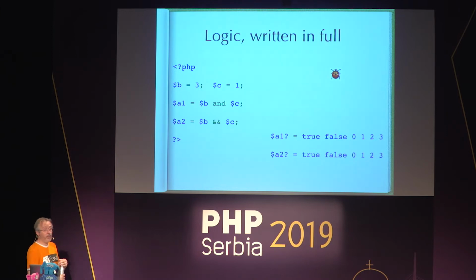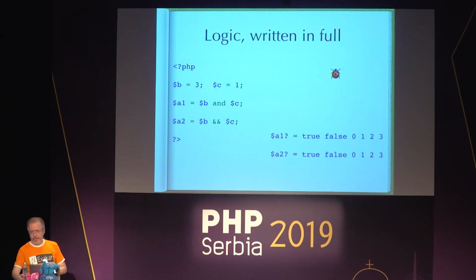On the other hand, what's going to be in A2, which looks like the same? True? Who thinks true? Oh, more people now. Yeah, confidence building. Good. False, maybe? Again, we can try, I don't know, an object or something. So the answer is A1 is going to be 3. And A2 is going to be 1.